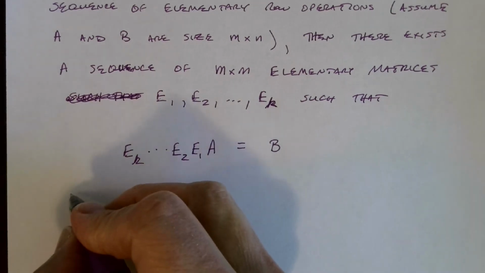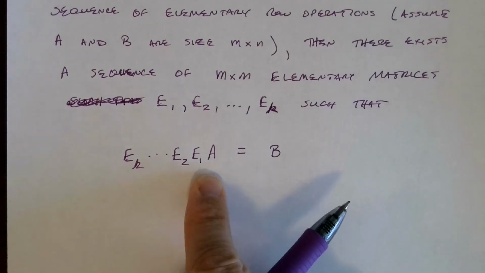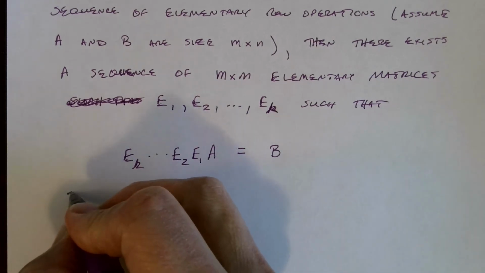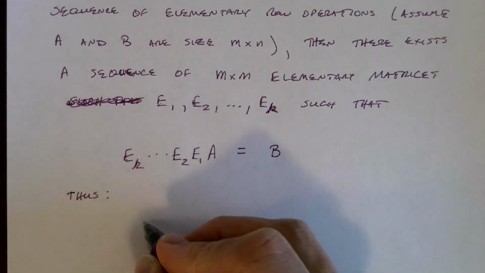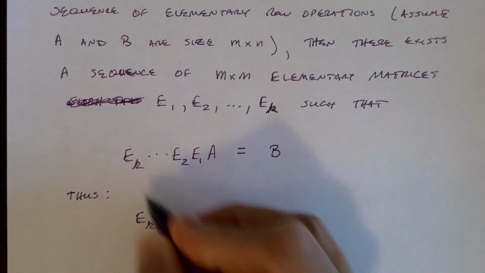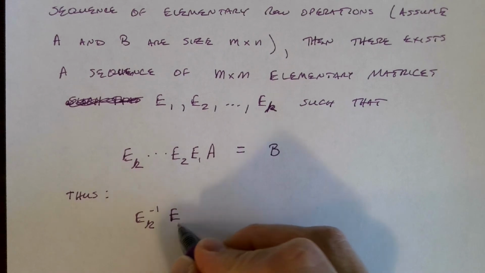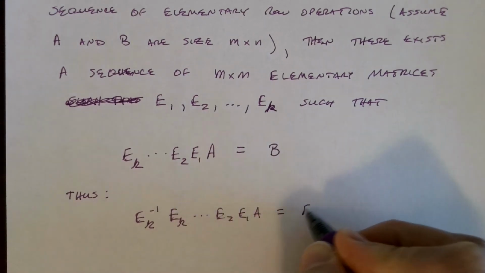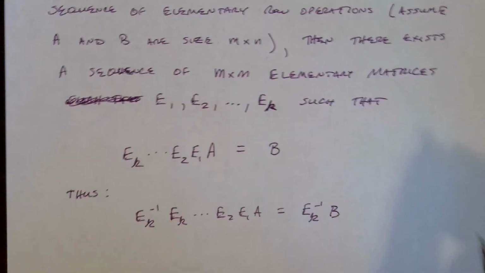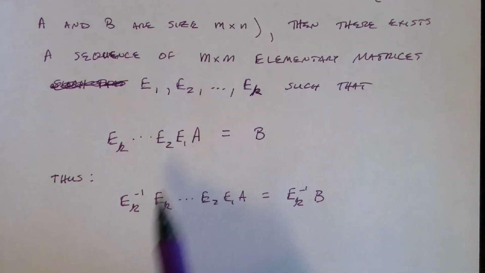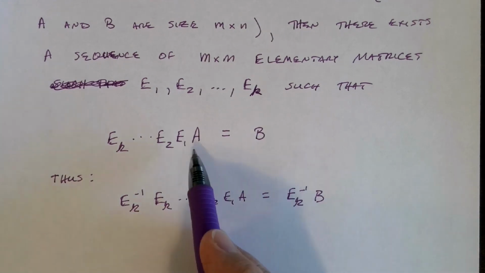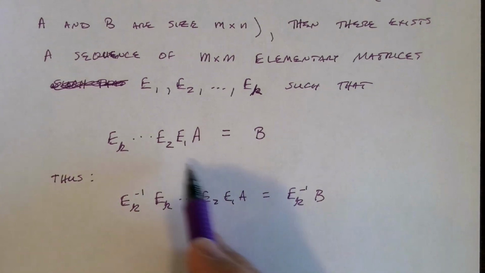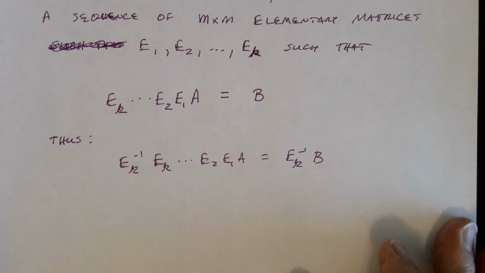And then again, we know that the elementary matrices are invertible, thus we can do the following. I can multiply by the inverse of this first matrix on the left. Of course, I'll do it on both sides. And notice, because the sizes are m by m for all these E matrices, and of course A and B are m by n, all these products are defined. Both sides are m by n matrices after we do all the multiplying.